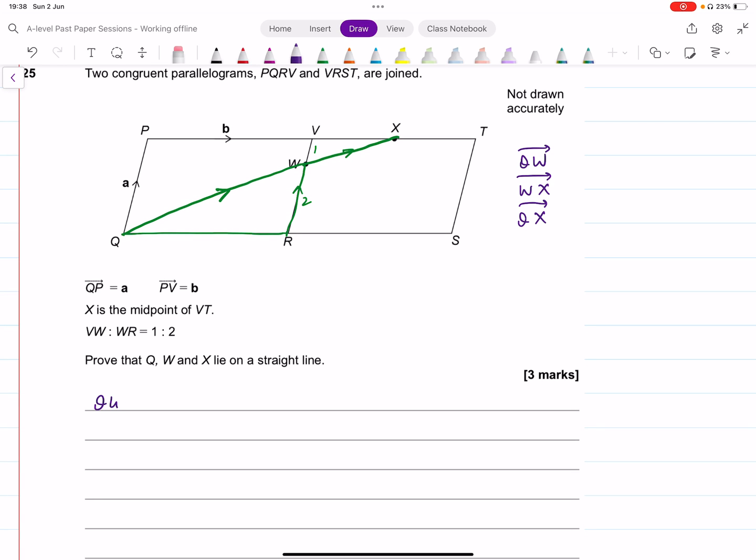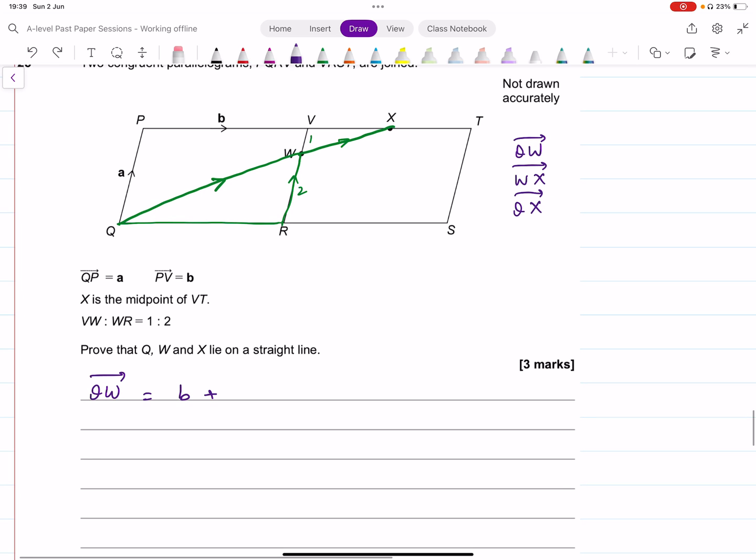So the QW vector is QR, which is B, plus RW. What is RW? This whole vector is A. RW is 2 out of 3 units, right? If the total length was 3, RW is just 2 out of that. So we can say the RW vector is basically 2 over 3 times A. Okay, so the QW vector turns out to be this.